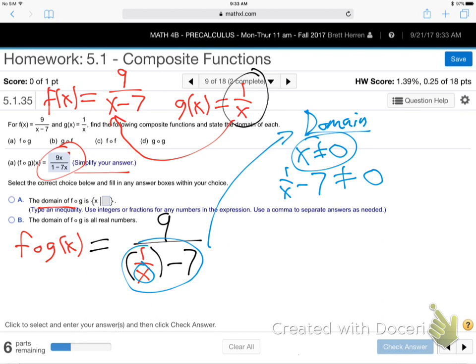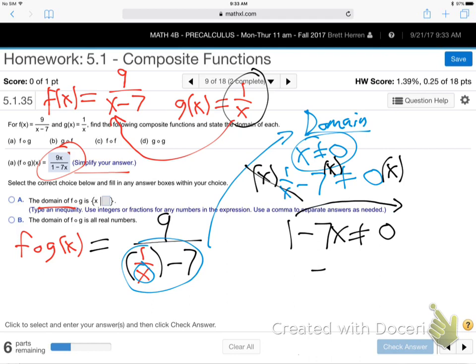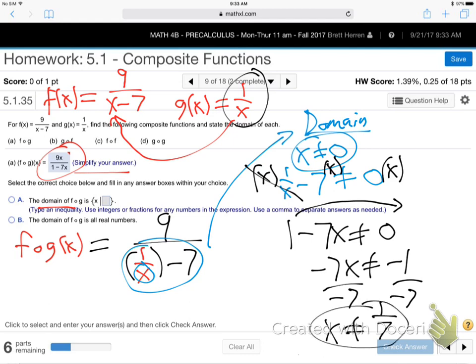Multiply through by the denominator, right? So let's multiply through by x. Multiply on through. Is that fun? Boom, it cancels down. 1 minus 7x cannot be 0. Good so far? Then grab that 1 and jump it to the other side. Divide by minus 7. So x cannot be 1/7. So x can't be 1/7, and x can't be 0.